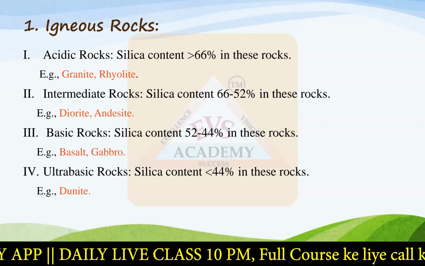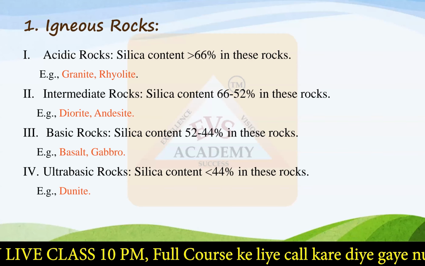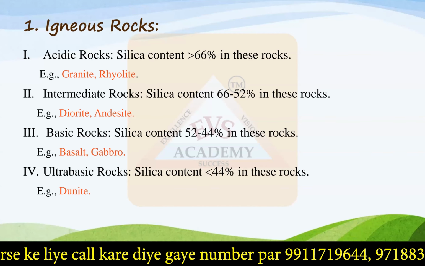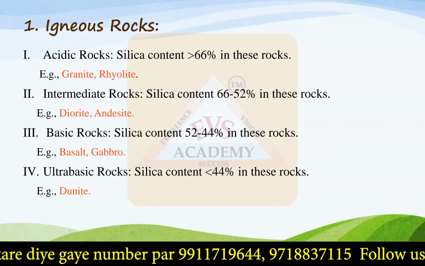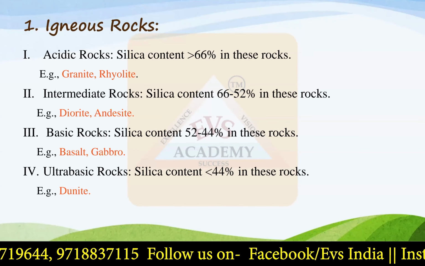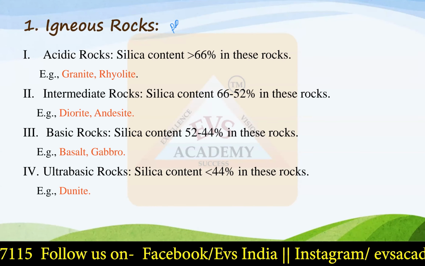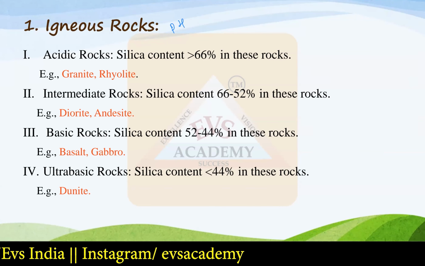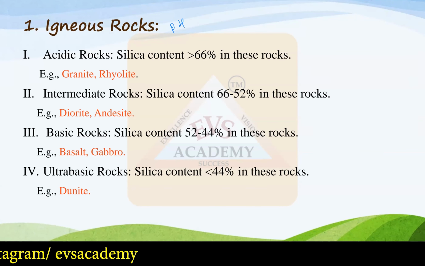Now, there is another type of classification which can be done on the types of igneous rocks. Igneous rocks are again divided into different types based on the pH, or the nature of the rock, whether the rock is acidic or basic. That depends on the material through which that particular rock is formed. If that material is acidic, an acidic type of rock will form. If that material is basic, a basic type of rock will form.